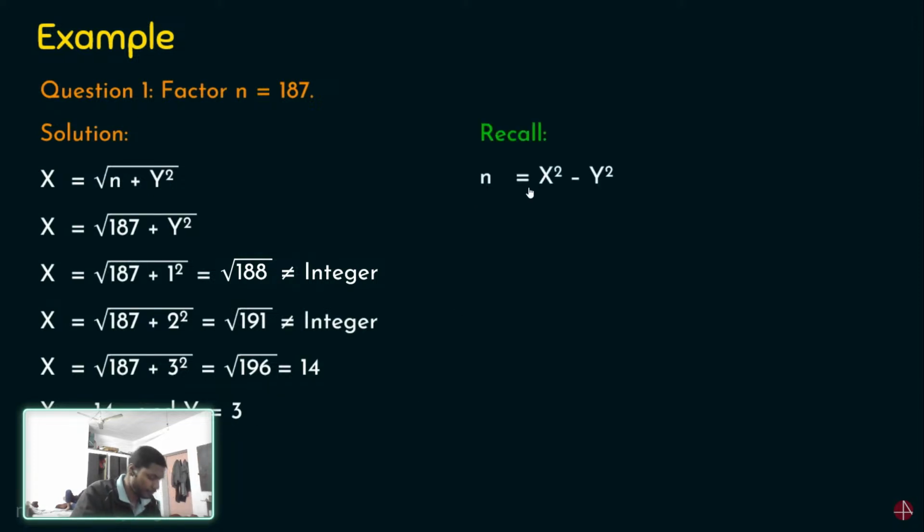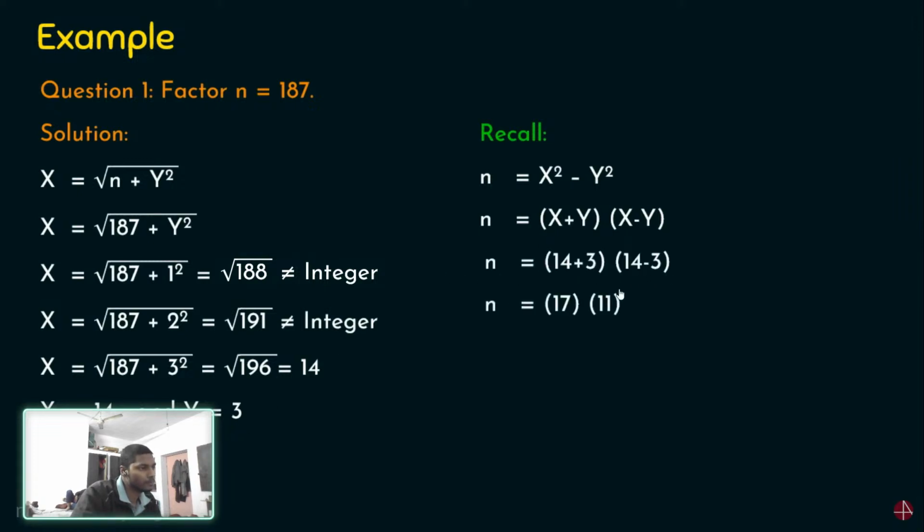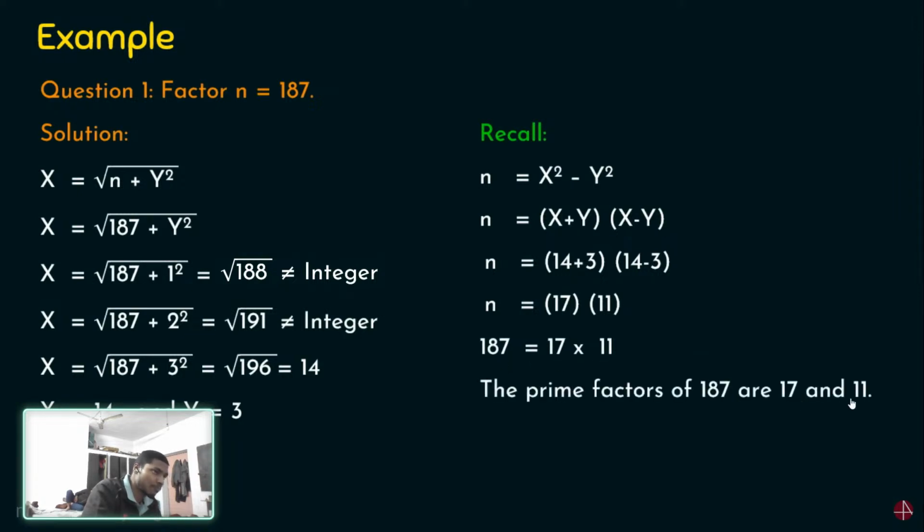What is that? n is equal to x square minus y square. How can we rewrite this x square minus y square? It is x plus y into x minus y, right? We know the value of x and the value of y, so let's place these values in this equation. We get n is equal to 14 plus 3 into 14 minus 3. So 14 plus 3 is 17, 14 minus 3 is 11. These are the two prime numbers whose product is 187. So 187 is equal to 17 into 11, where the prime factors are 17 and 11. So the answer for this question, factor n is equal to 187, is 17 and 11.